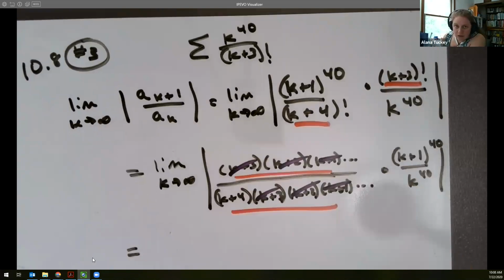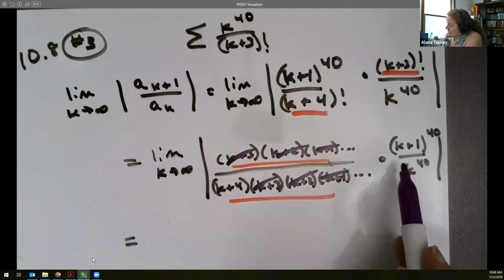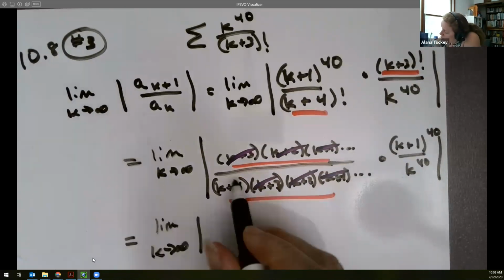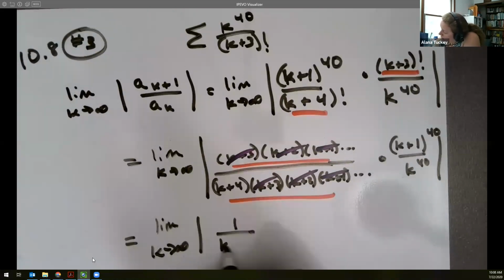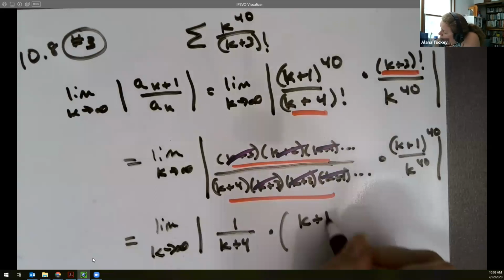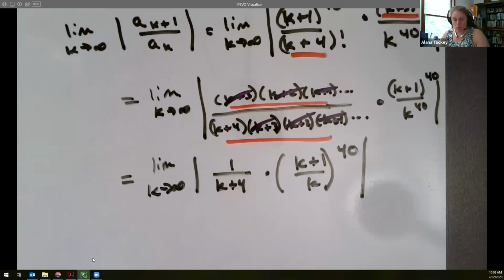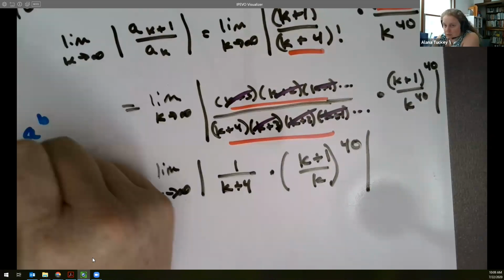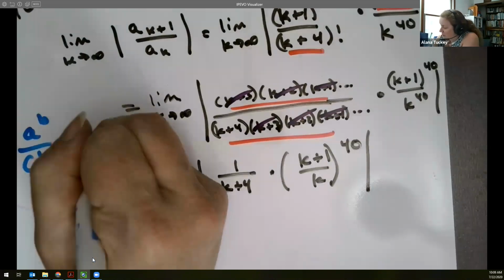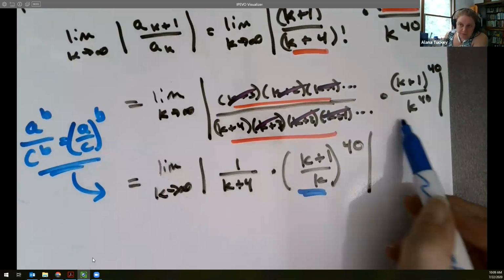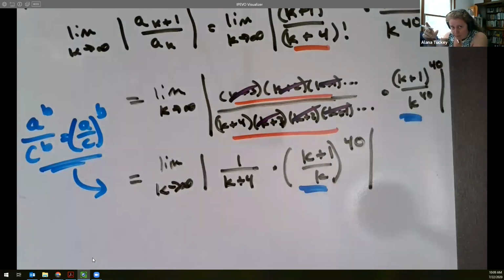right? All cancels. All right, so this is really the limit as k goes to infinity of 1 over k plus 4 times, this is k plus 1 over k all to the 40. Right, because of pre-algebra rule of exponents, right? If you have a to the b over c to the b, we have a over c to the b, right? So because of that, we can put this together. Right? If you have two bases but the same power and they're divided, then you can take a divided by c, right?